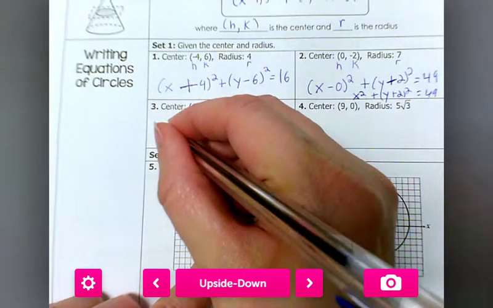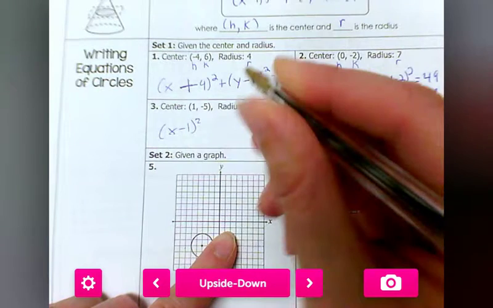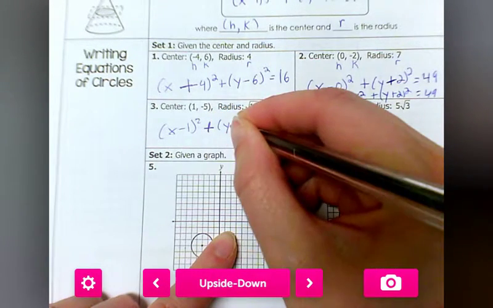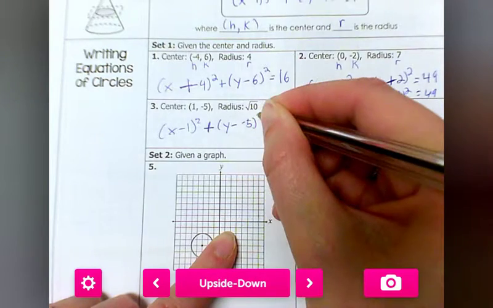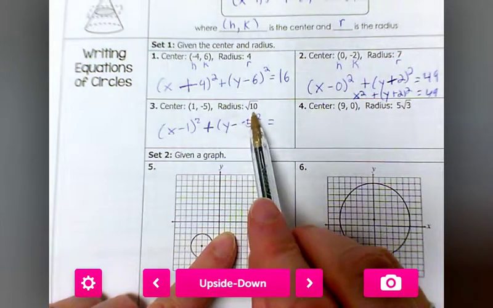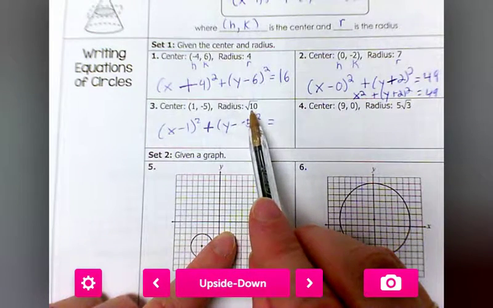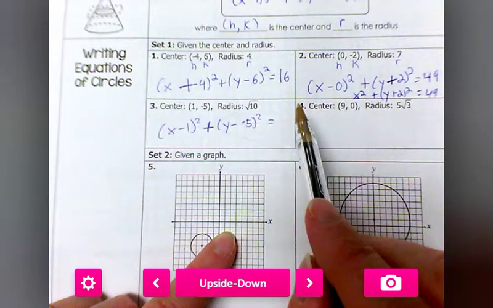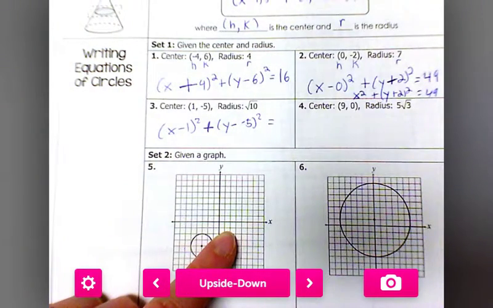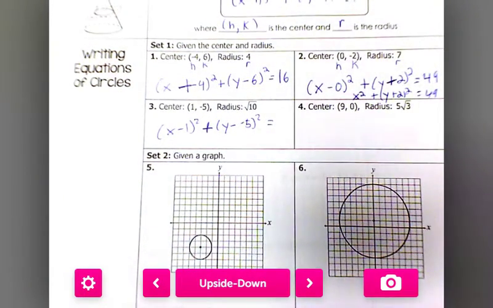(x - 1)² plus (y - (-5))² equals 9. So remember, this is the square root of 10 squared. What happens when we square the square root of something? So put this in your calculator. Put the square root of 10 squared. Anybody want to try it?